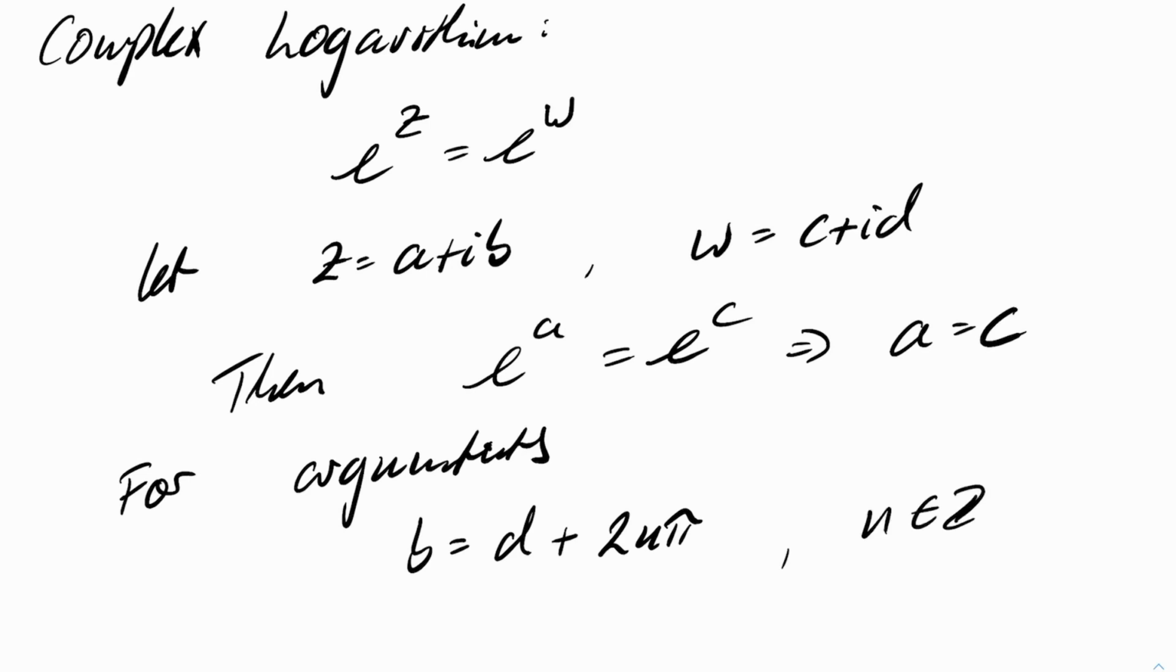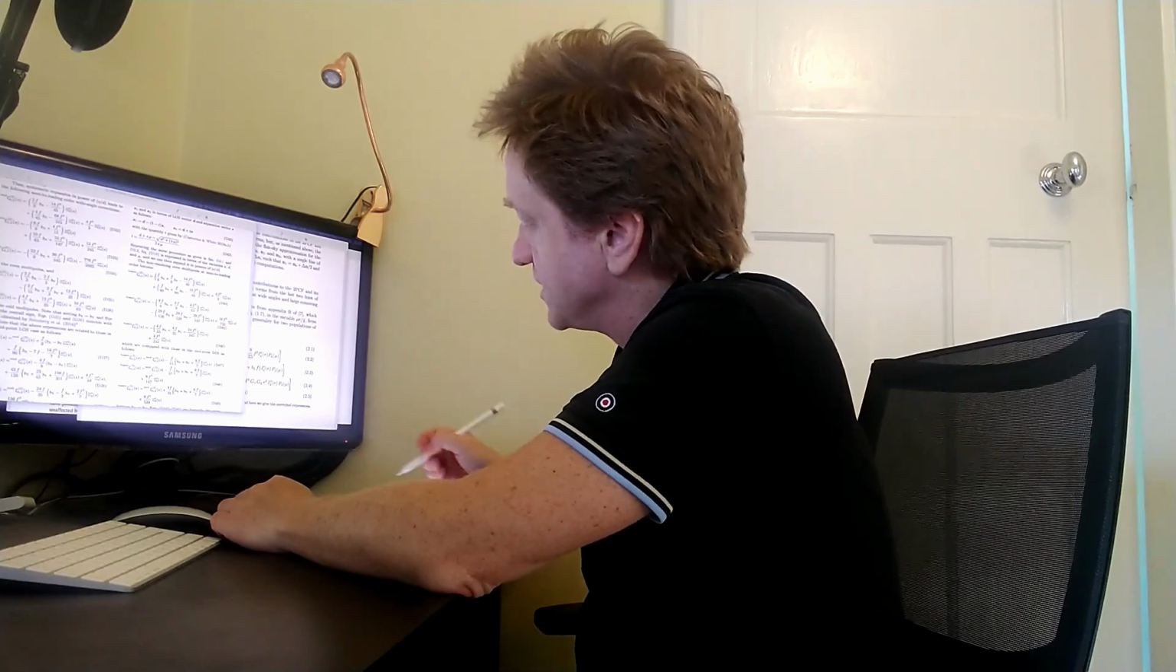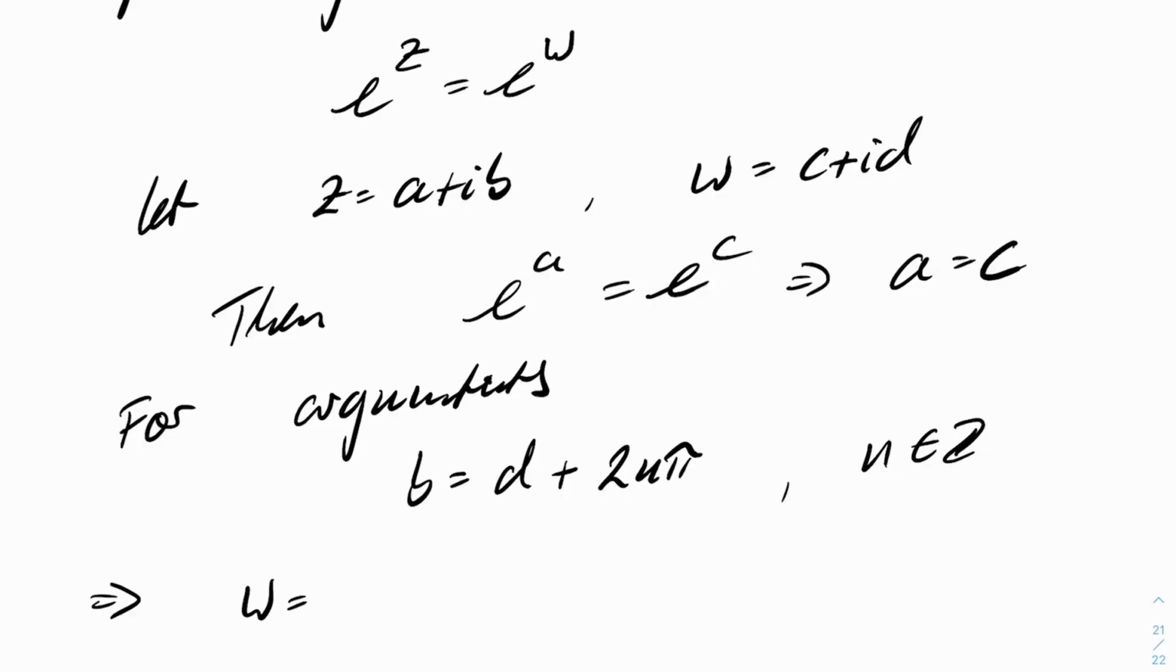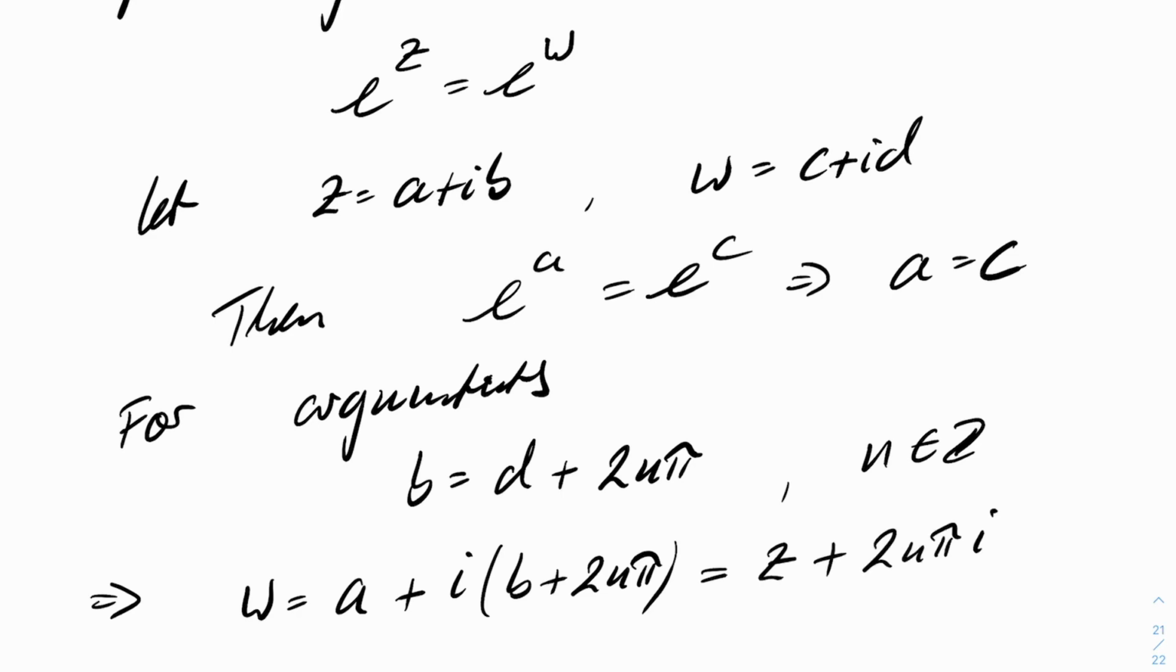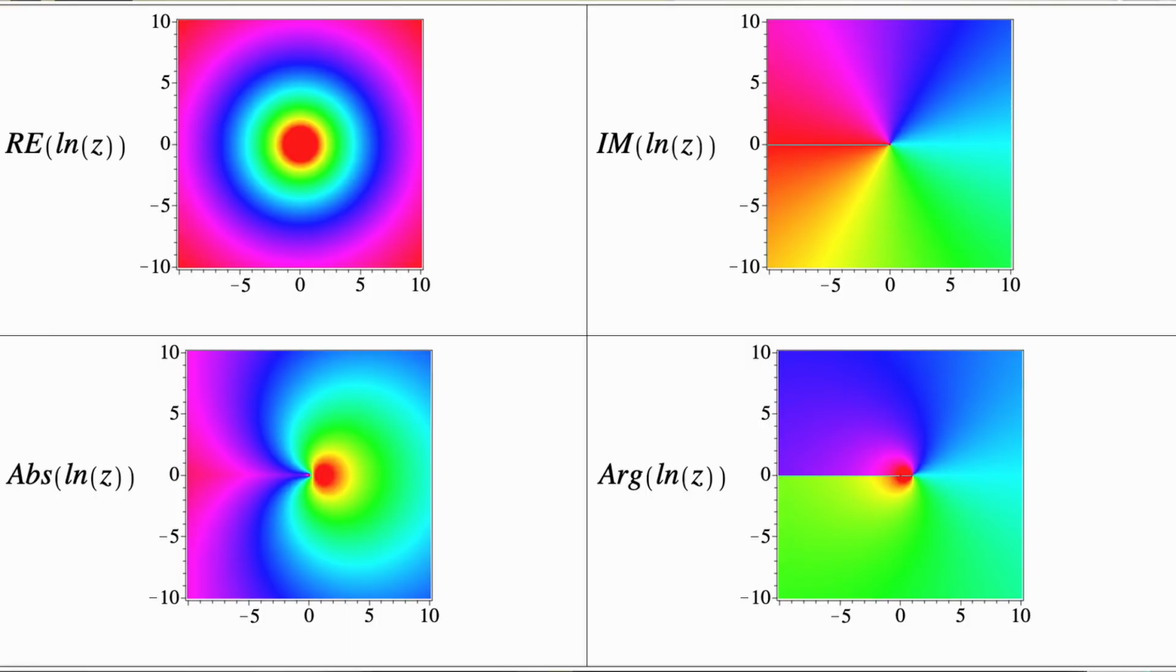And so therefore, the solution to this equation is going to be, where w equals c plus id, we have a plus a multiple of 2n pi. And so w then is equal to z plus 2n pi I. So taking logarithms, we need to be careful of this fact. And in fact, the complex logarithm is defined using this.